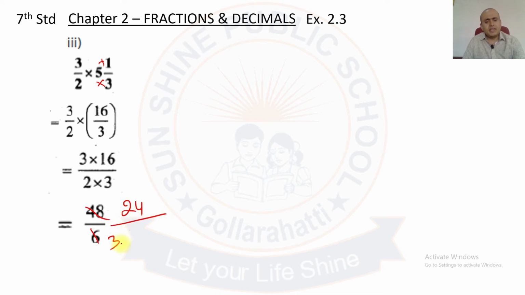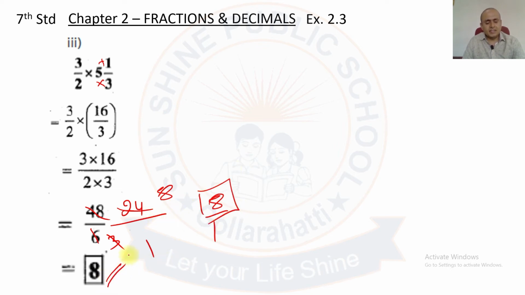And 24 by 3, we can still divide by 3 because both are divisible by 3. Therefore 3 1s are 3, 3 8s are 24. Now the number we got is 8 by 1. If we have 1 in the denominator, we will not consider it as a denominator and will write only 8 as a whole number. Therefore this is simplified and written as 8. Therefore this is the answer.